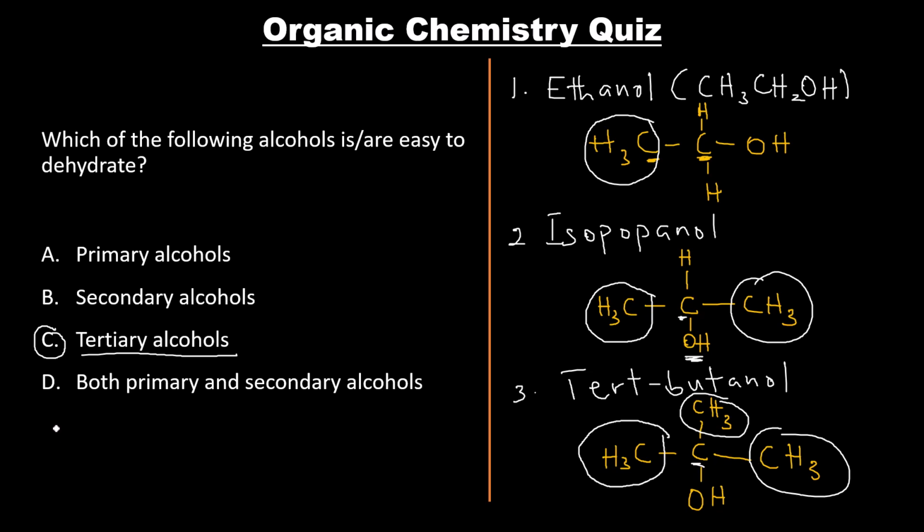So the order of ease will be tertiary alcohol will be the easiest to dehydrate, followed by secondary alcohol, and primary alcohol is actually the most difficult to dehydrate. So TSP, keep that in mind, TSP: tertiary, secondary, primary, the hardest to dehydrate.